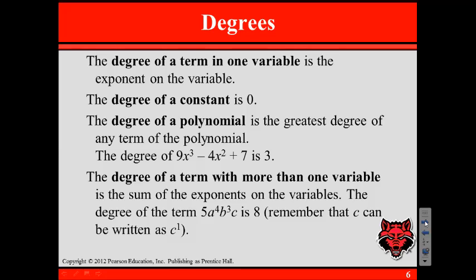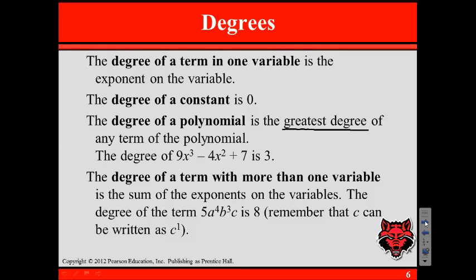When speaking about polynomials, it's important to know its degree. We say the degree of a term in one variable is the exponent on the variable. The degree of a constant, remember a constant is just a number, so we say the degree of a constant is 0. And the degree of a polynomial is the greatest degree, the largest degree of any term of the polynomial.